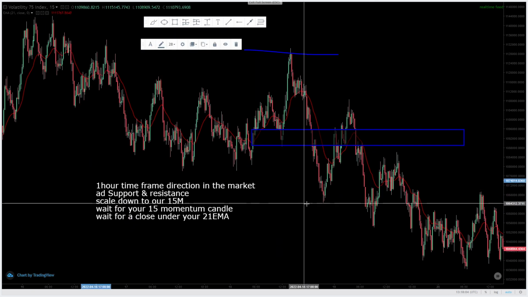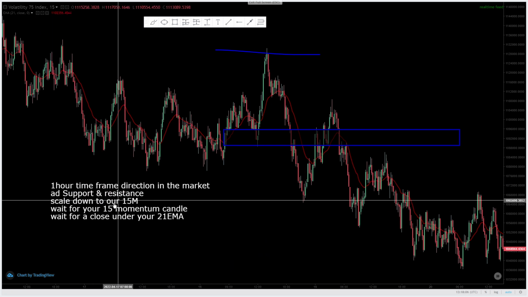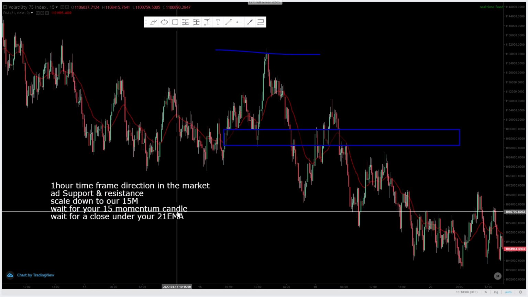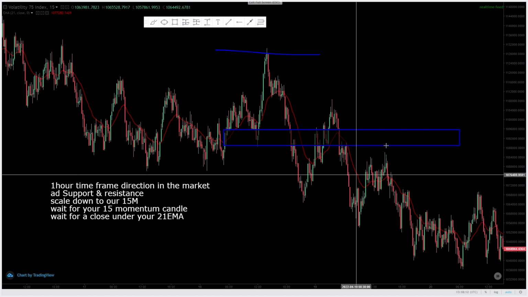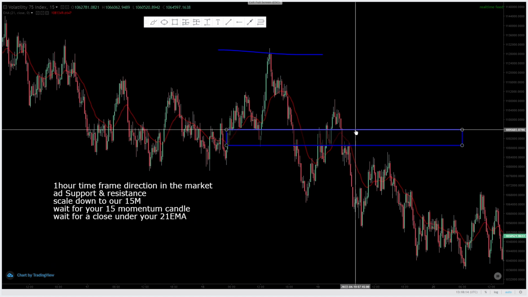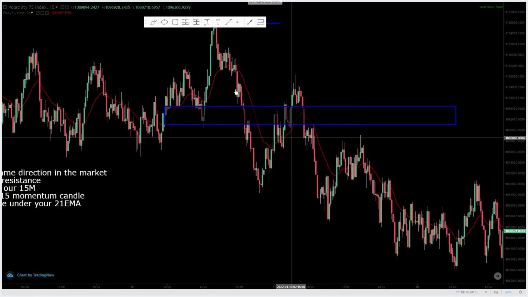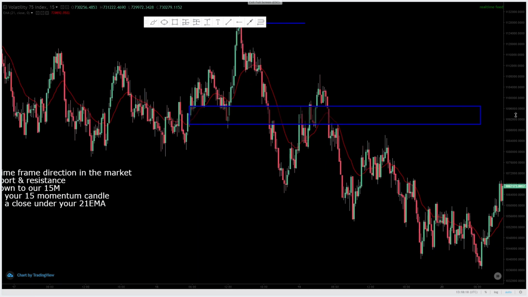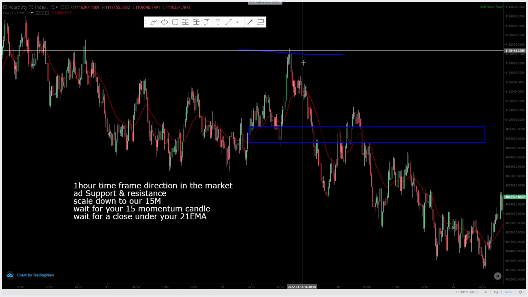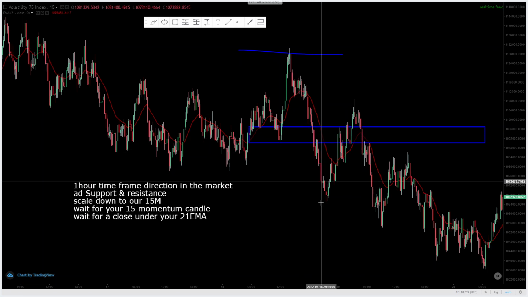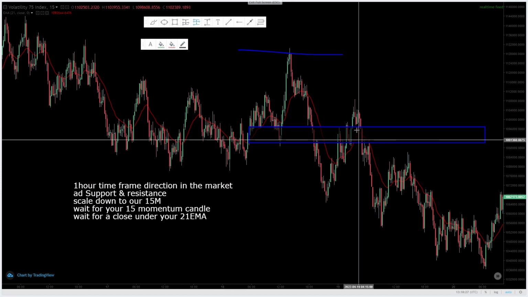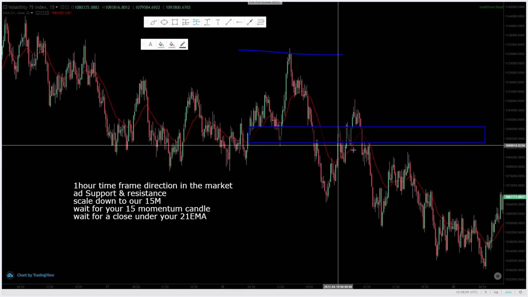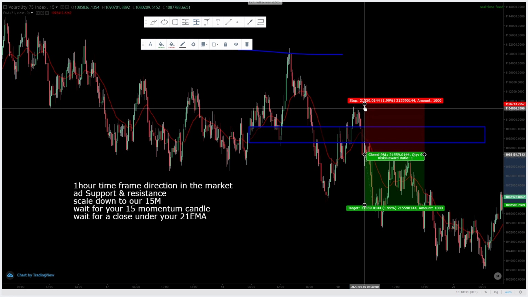And then we must scale down to our 15 minutes time frame, wait for a 15-minute momentum candle, wait for a close under your 21 EMA. Right? We have the momentum of the market. Our momentum is to the downside on a 1 hour time frame. A retracement phase, 15-minute candle close under the 21 EMA. Enter our trade.